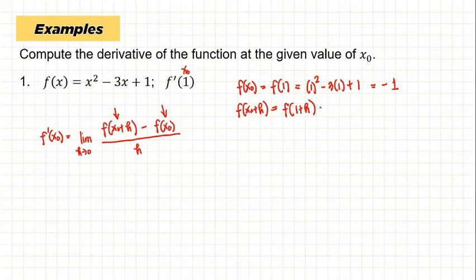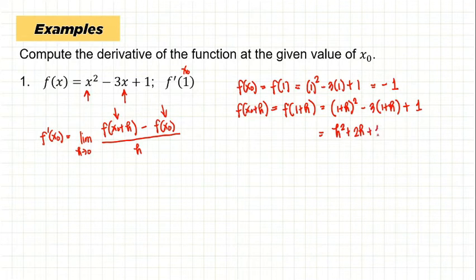So from that, we will have x here becoming 1 plus h, and the x here becoming 1 plus h. So you will have 1 plus h squared minus 3 times 1 plus h. Then you have plus 1. Then you simplify. 1 plus h squared is just h squared plus 2h plus 1. Then you distribute negative 3.